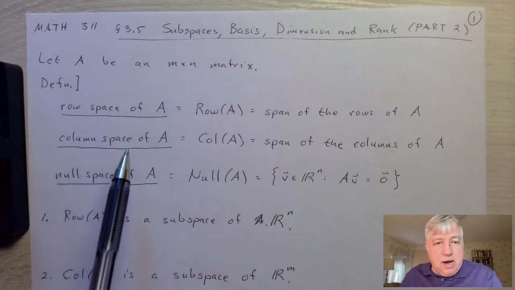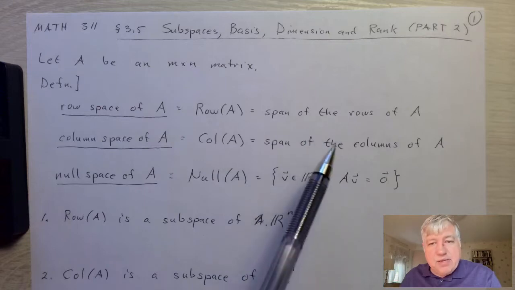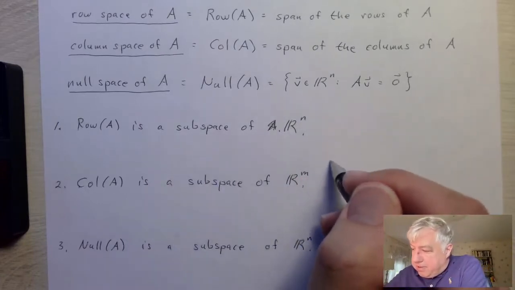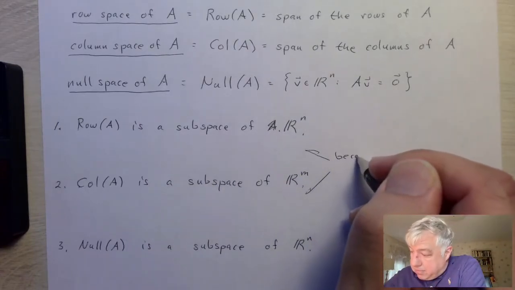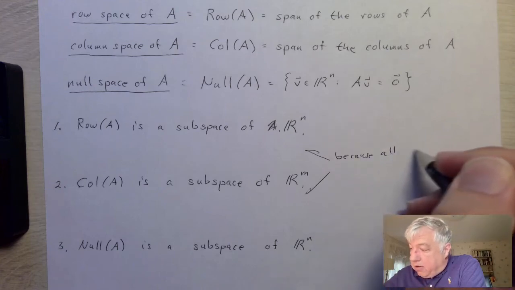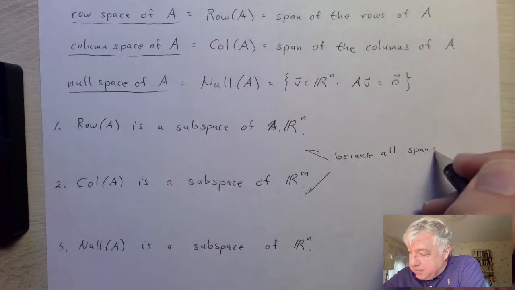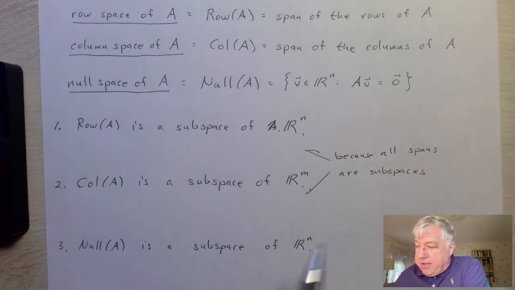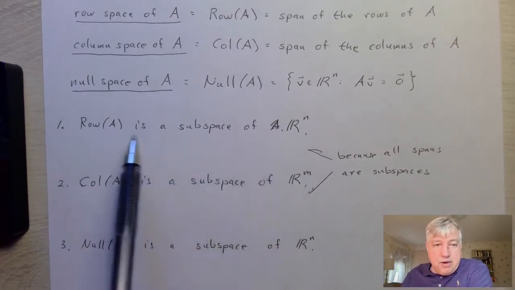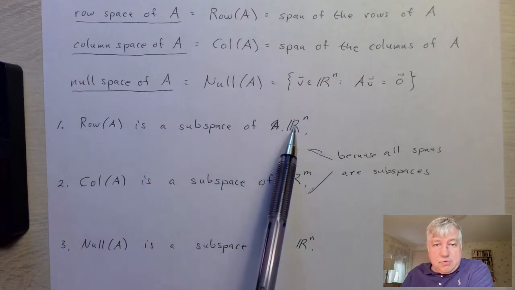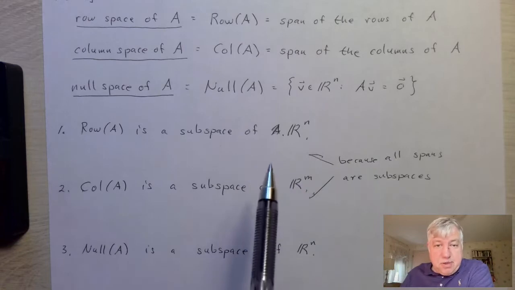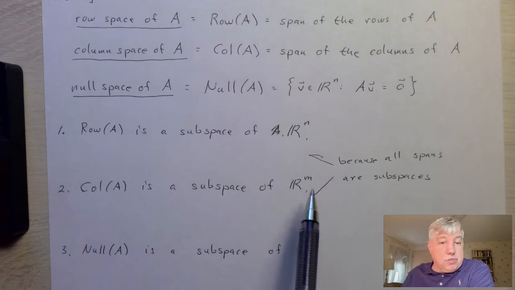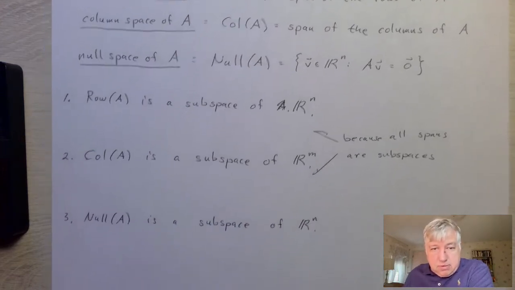The row space and column space, because they're the spans of a finite set of vectors, are automatically subspaces, right? This is because all spans are subspaces. The only detail here is that the row space is a subspace of Rn, because there are n columns in this matrix, so the rows have n entries, and the columns have m entries because there are m rows. So there's that to consider.